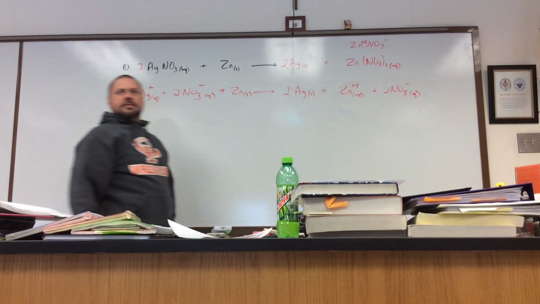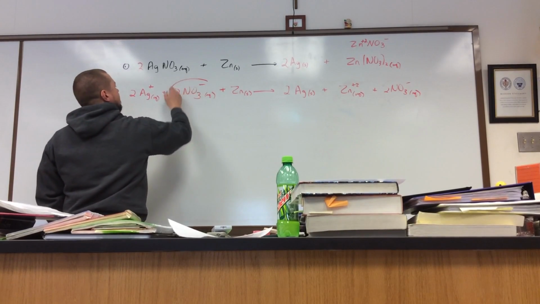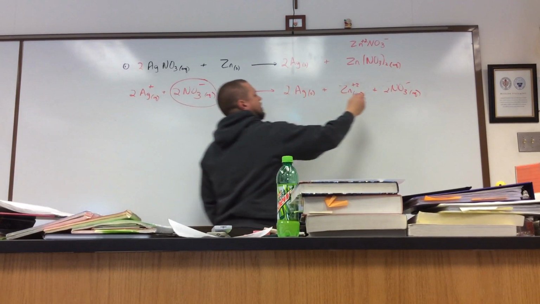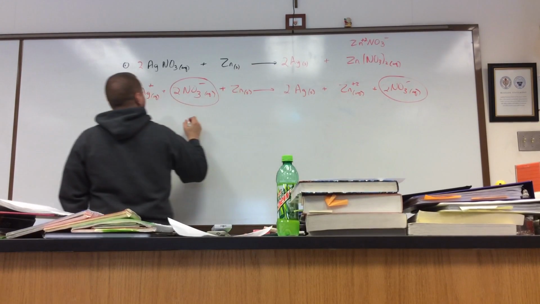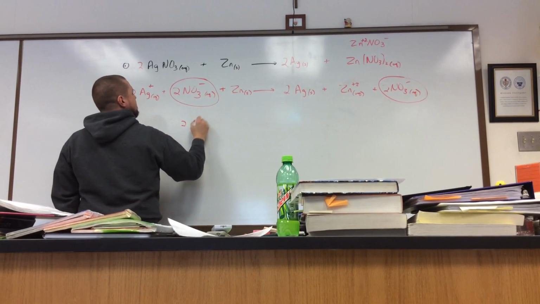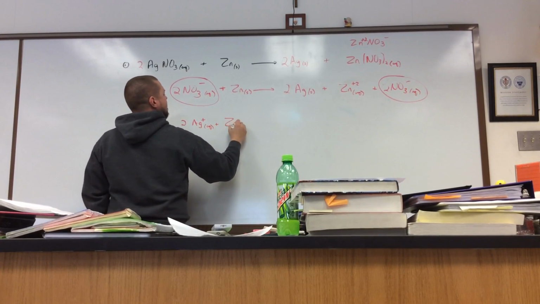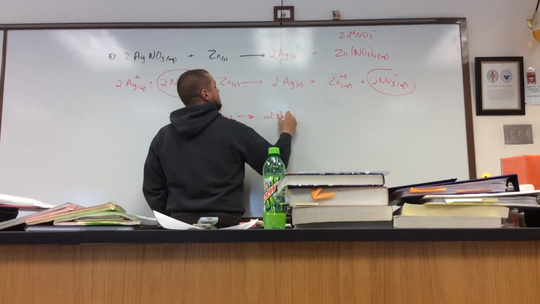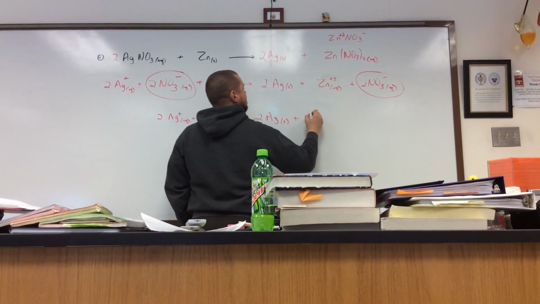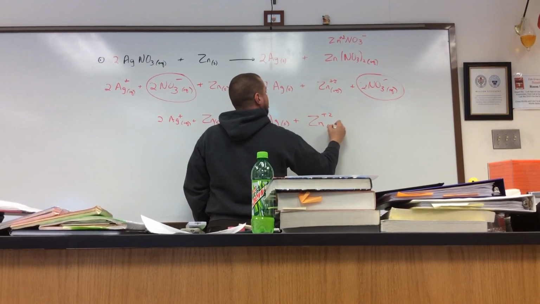Now I do what? Spectators, and I go to spectator here and here. Single replacements usually have 1 spectator. And then I copy down what I got left. 2Ag plus aqueous plus Zn solid yields 2Ag, this time with no charge, plus Zn plus 2 aqueous.